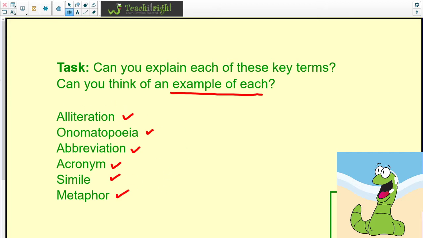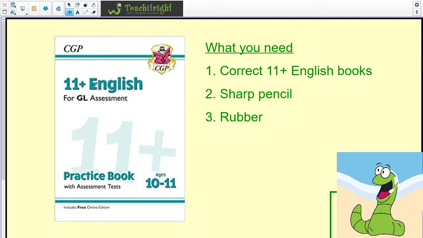So just to point out in terms of what book you're going to need to have out, you're going to need to have this 11 Plus English CGP book, and it should be the ages 10 to 11 book. Also recommend you've got a sharp pencil and a rubber, and you'll be ready to start. So if you do need to pause the video to find this book, this would be a good opportunity, and then we will make a start.